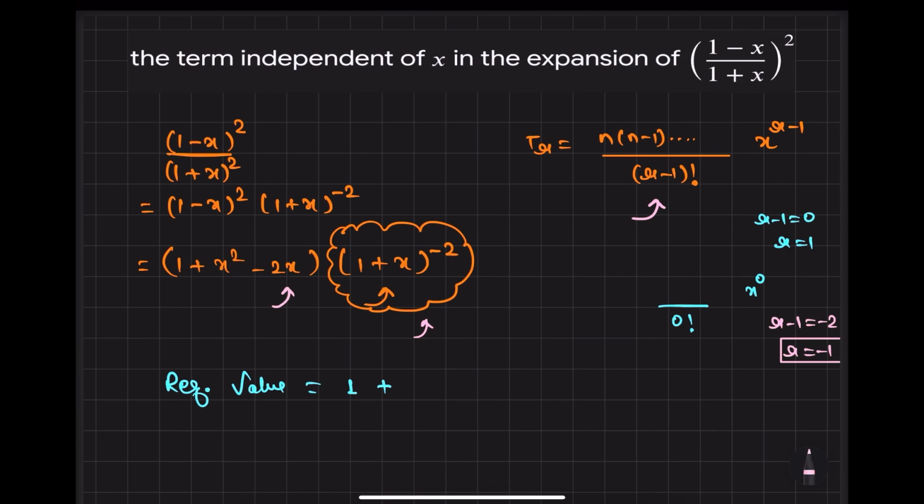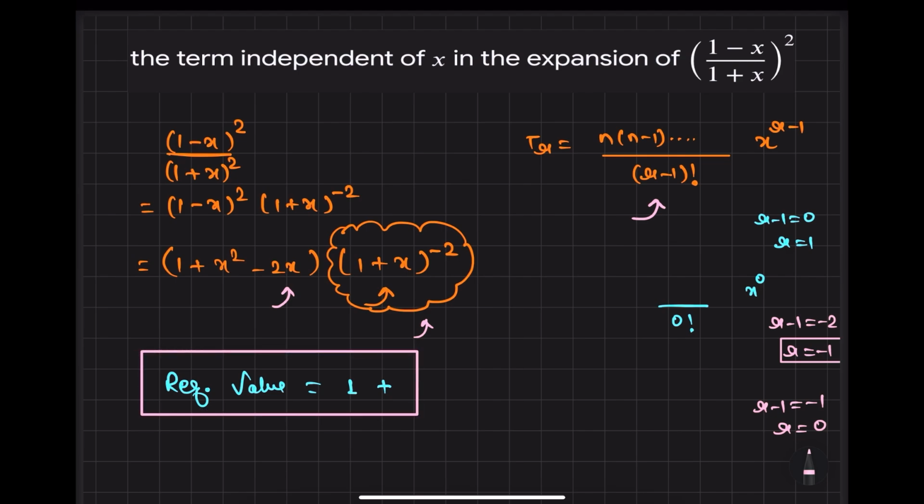So r minus 1 is equal to minus 1, so r will be 0 again. So this is the same thing, no? So the term which is independent of x will be this. Okay, and if you want to know the required part, it is this. Okay, I hope the idea is clear.